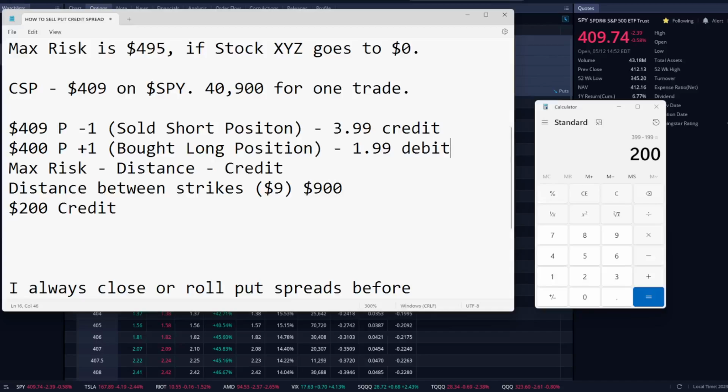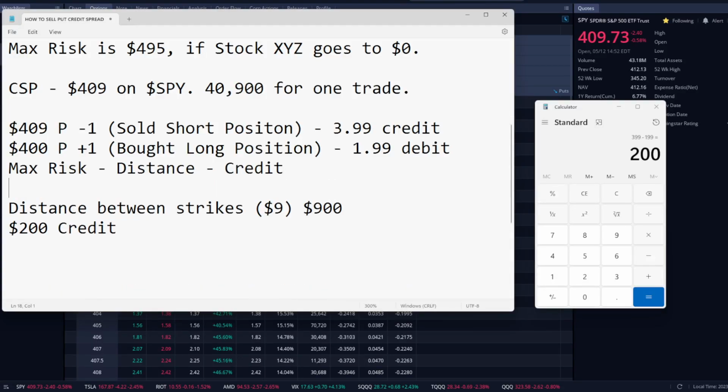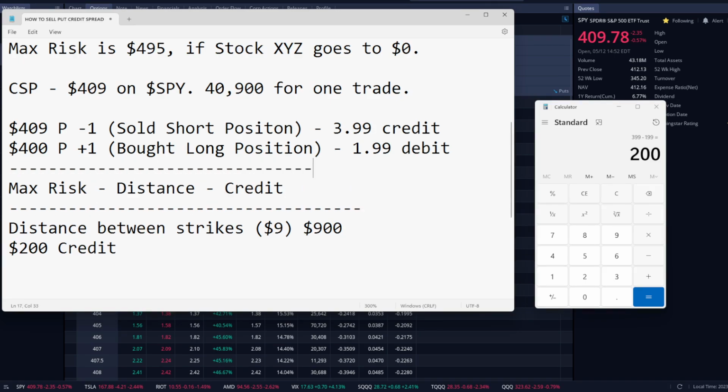In this instance, there we go. Right. So our max risk is going to be $700 theoretically. Max risk, distance minus credit, or 900 minus 200, 700. So that's our max risk, $700 for this position. So we're risking $700 and we're collecting $200.